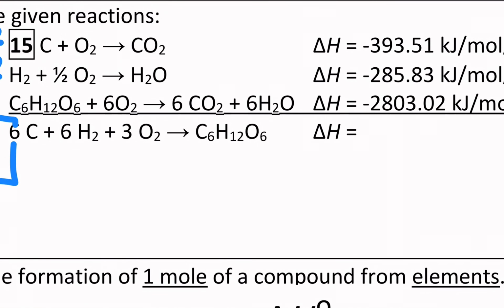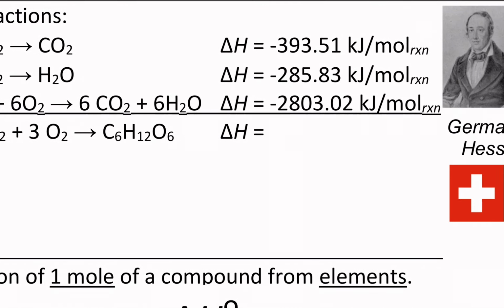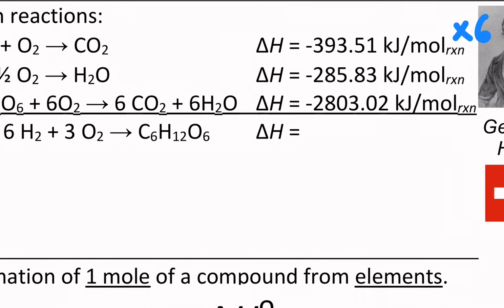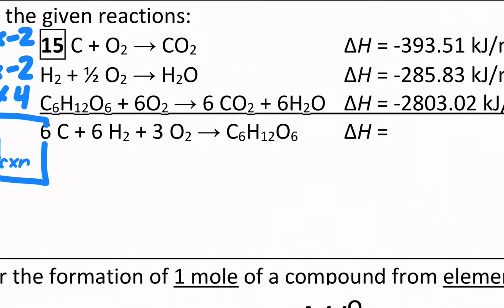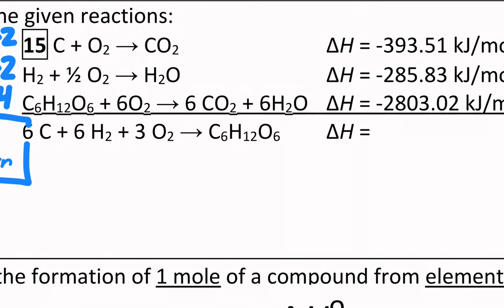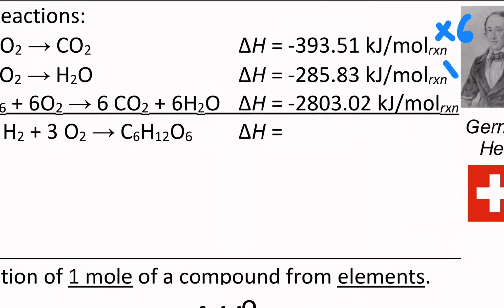So, reading the reactants and products left to right, the first thing I see is carbon. It only shows up in the first reaction. It's on the correct side, but I need 6 of them, so I'm going to multiply the first one by 6. Hydrogen also only shows up in one spot. It's in the second reaction. It also needs a 6.